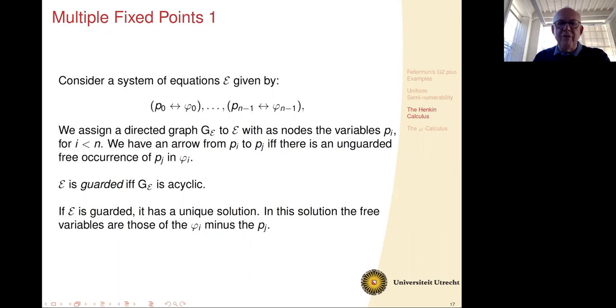So what you do is you form a graph for the system of equations, namely if pi is a fixed point variable, you make an arrow to pj if there is an unguarded free occurrence of pj in phi i. And then we say that the system of equations is guarded if the graph is acyclic, and then you can prove, in fact, by quite conventional methods, that if E is guarded, it has a unique solution. So, of course, the fixed point variables disappear in this solution. So that's solving systems of equations.